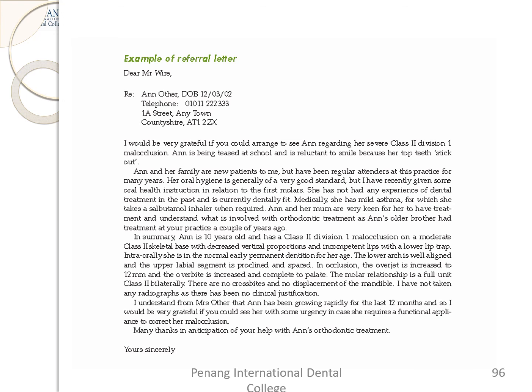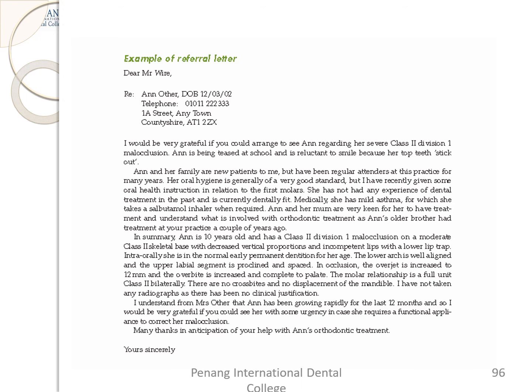In occlusion, the overjet is increased to 12 mm and the overbite is increased and complete to the palate. The molar relation is a full unit class 2 bilaterally. There are no crossbites and no displacement of the mandible. I have not taken any radiograph as there has been no clinical justification. I understand from Mrs. Other that Anne has been growing rapidly for the last 12 months, and so I would be very grateful if you could see her with some urgency in case she requires a functional appliance to correct the malocclusion.